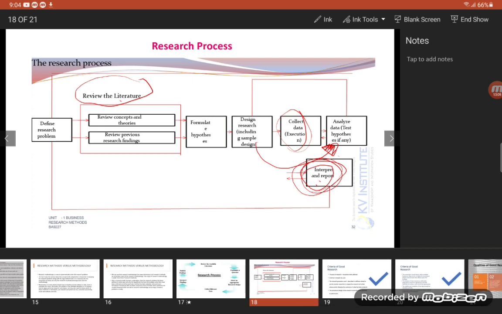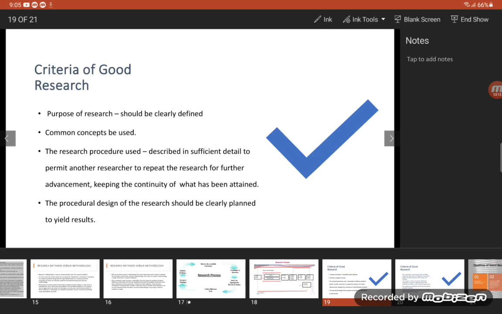What are the criteria of good research? The main criteria of good research: number one, the research purpose should be clearly defined. The main objective of the research should be clearly identified. Number two, common concepts should be used. Number three, the research procedures or steps have to be clearly identified in order to allow any other researcher to repeat them and find the same results, or to find something else that is related to the researcher and the sample used.